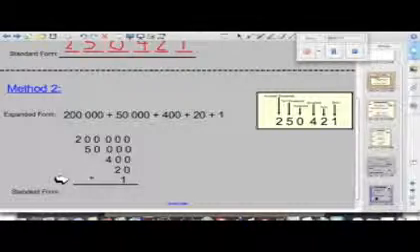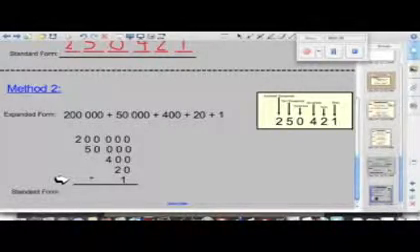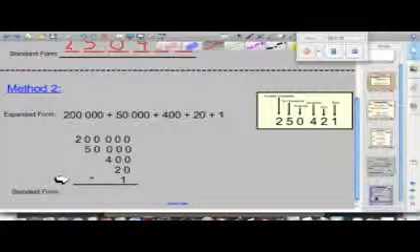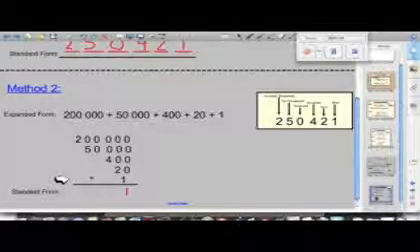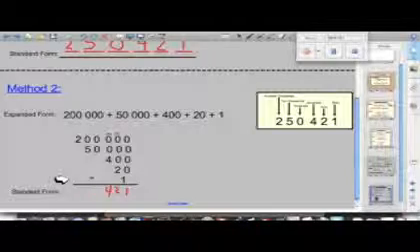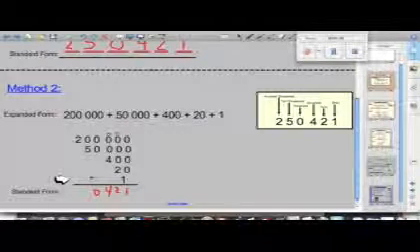So starting with my ones column, I have 0 plus 0 plus 0 plus 0 plus 1 gives me 1, and moving over to my tens column, I have 0 plus 0 plus 0 plus 2 gives me 2. And moving over to my hundreds column, I have 0 plus 0 plus 4 gives me 4. And moving over to my thousands column, I have 0 plus 0. Now remember, when we did the example above, we found that we had no thousands, and we see that represented here as 0 thousands plus 0 thousands. But we still need that 0 in our standard form notation to hold the place for the thousands column.